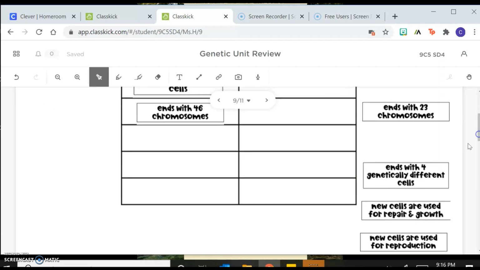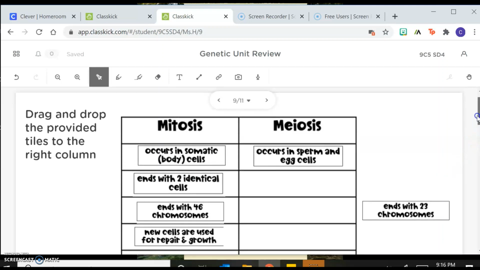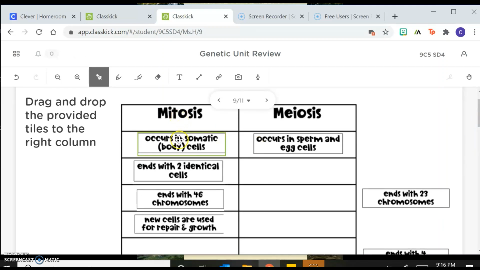Now, we just said if I were to cut my shin or stub my toe or break my arm, I need my cells to repair and grow my body. So that explains mitosis: it happens in our body, creates two identical cells, and we know that our cells have chromosomes, so basically just make another one of me, and that helps me repair and grow.